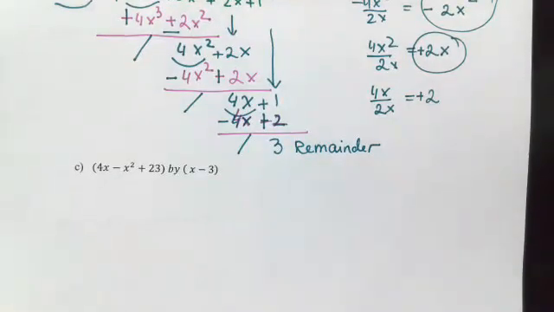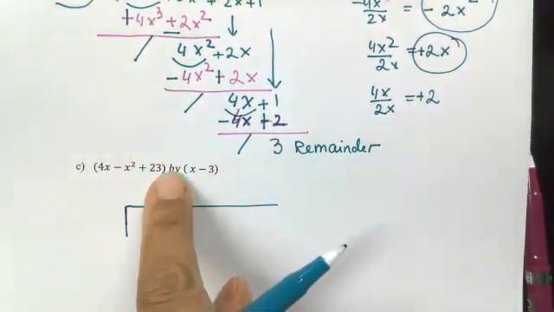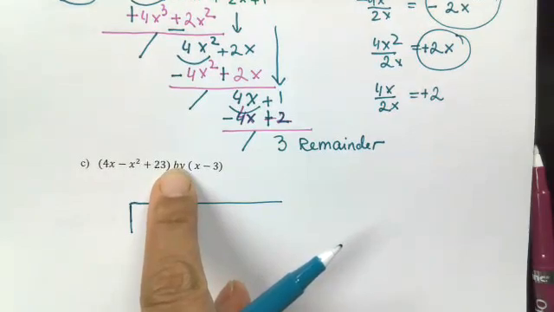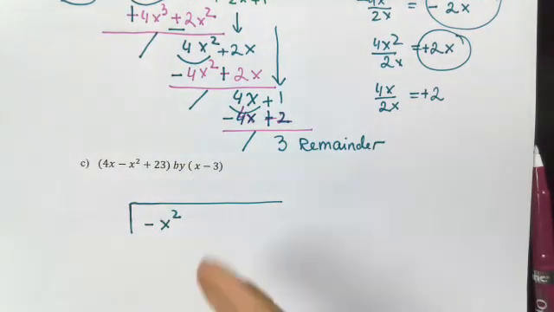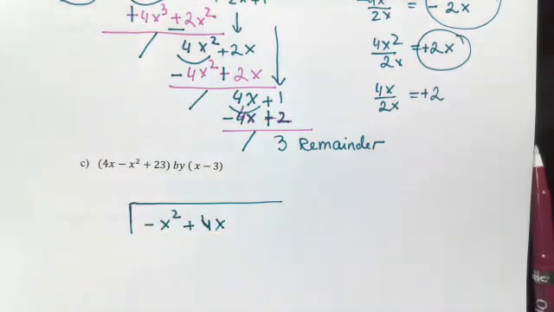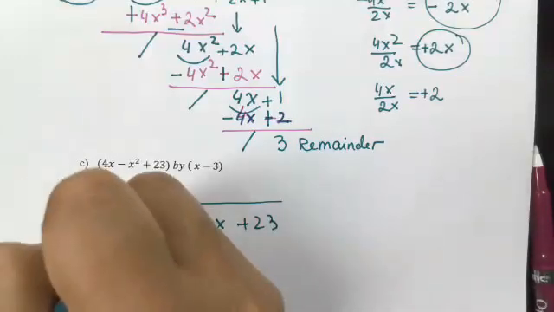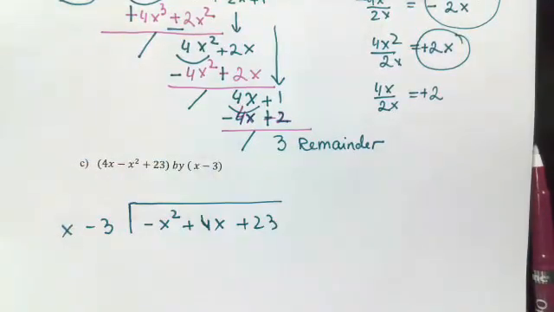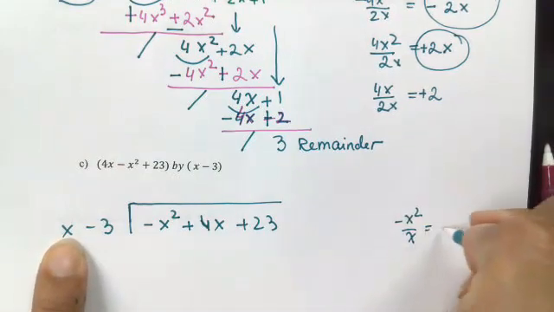Another one. So let's get our setup. Make sure your dividend is in order. Any missing terms, put 0. So we have x squared, so negative x squared. Do we have x to the 1? Yes, we do. Plus 4x to the 1 and plus 23. Divided by x minus 3. Negative x squared divided by x. Negative x.